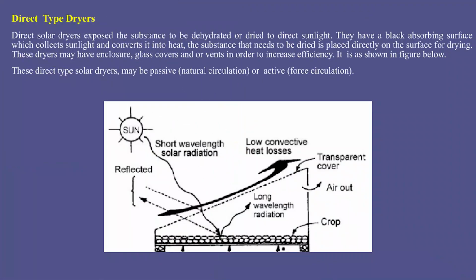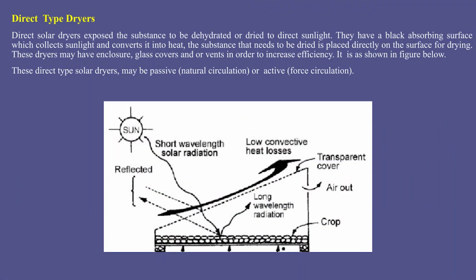So, direct type dryers we discussed. Direct type solar dryers expose the substance to be dehydrated or dried to direct sunlight. They have a black absorbent surface which collects the sunlight and converts it into heat. The substance that needs to be dried is placed directly on the surface for drying. These dryers may have enclosures, glass covers or vents in order to increase their efficiency. You can see this diagram.